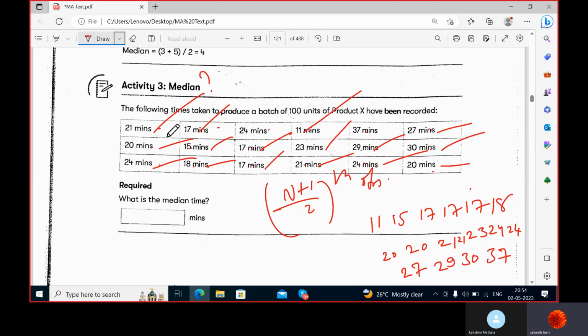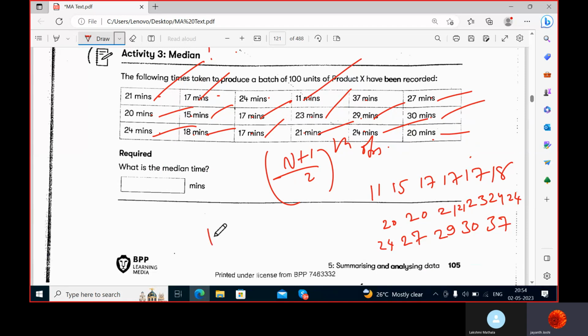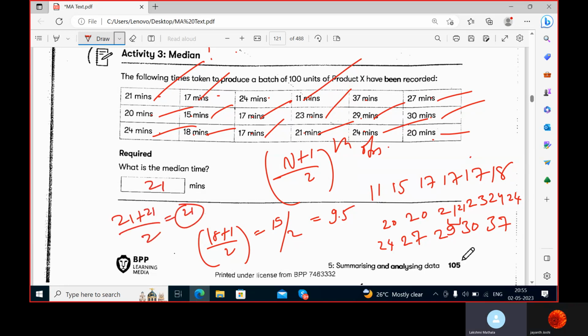24 is how many times? 3 times. So 1, 2, 3, 4, 5, 6, 7, 8, 9, 10, 11, 12, 13, 14, 15, 16, 17, 18. Can you now do this? 18 plus 1 by 2, 19 by 2. What is that? 9.5. Yes, sir. So 1, 2, 3, 4, 5, 6, 7, 8, 9, 10. So your average lies between 21 and 21. So of course that will be 21 only. Okay. Yes, sir.